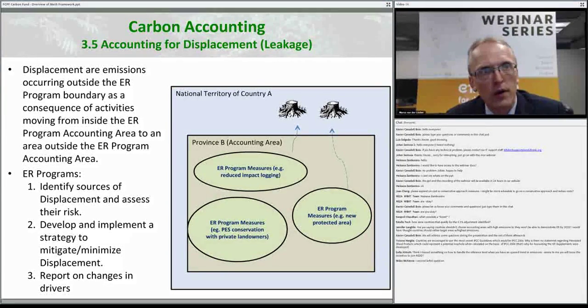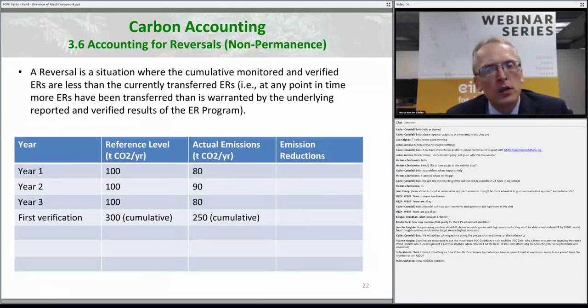Now the final part of accounting is the accounting for reversals. So reversals is a situation where the cumulative monitored and verified emission reductions are less than what has been transferred and paid for by the Carbon Fund. So it doesn't mean that if there's something like a fire that releases CO2, that is automatically a reversal. We know that would lead to fewer emission reductions, but it doesn't mean that you necessarily have a reversal of previously paid for or transferred emission reductions.